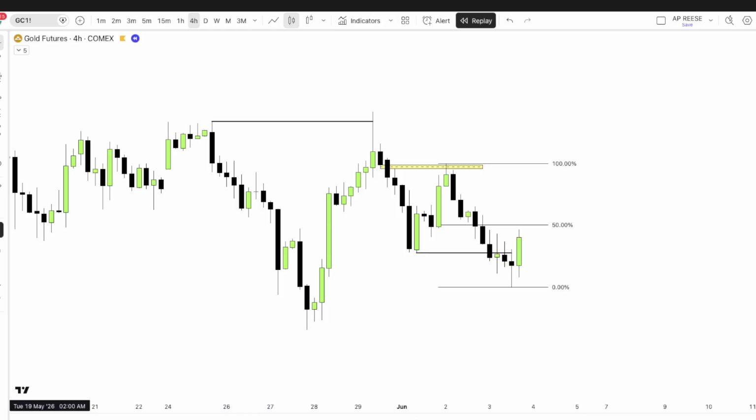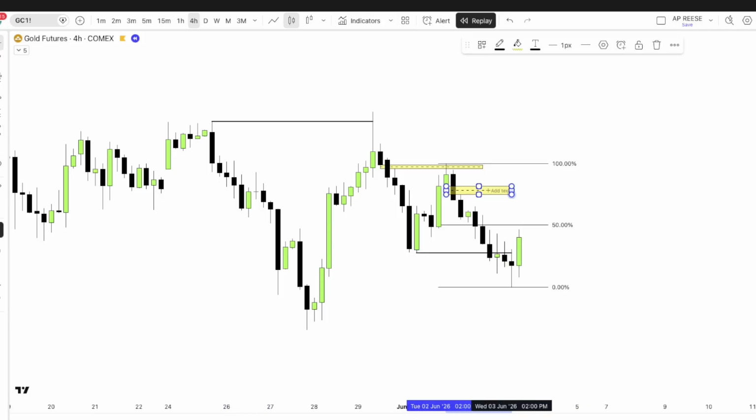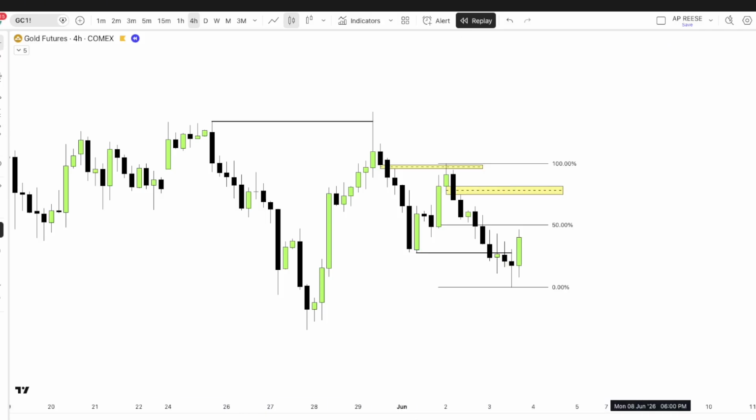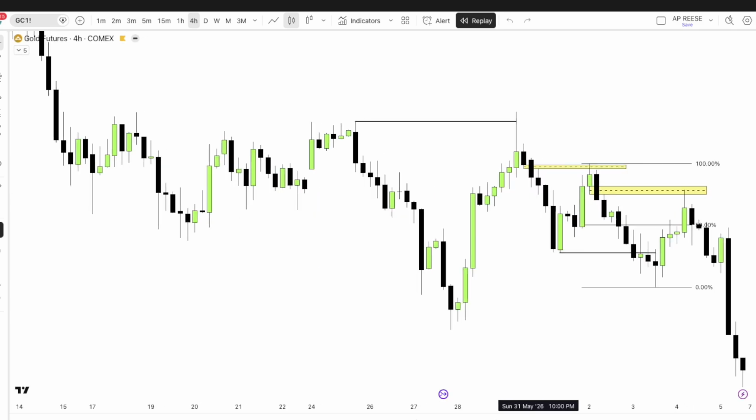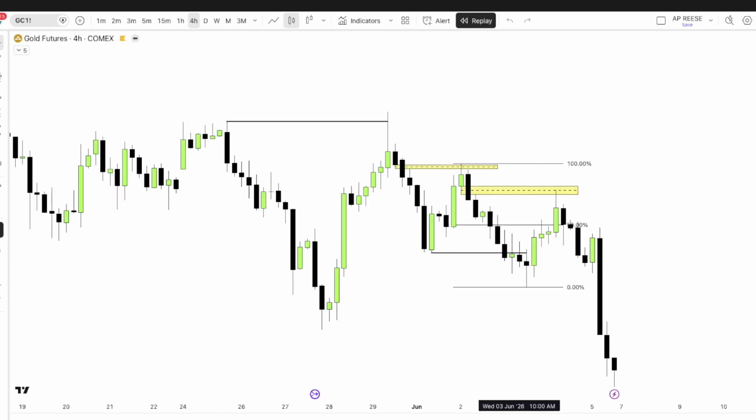So we have a fair value gap right here. And let's see if price can get back to this fair value gap and then trade back to external range liquidity. As you can see, price went into that gap and then price took external range liquidity.